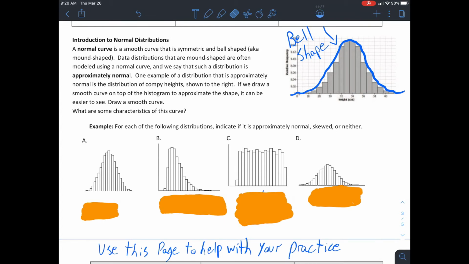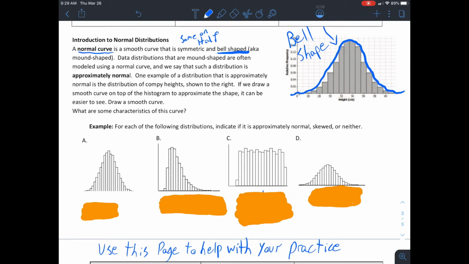So guys, a normal curve is a smooth curve that is symmetric. That means the same on one half as the other. They've got the same halves. They're often bell-shaped or mound-shaped on a histogram, like the example to the right. Data distributions that are mound-shaped are often called normal distributions. One example of a distribution that is approximately normal is the distribution to the right.